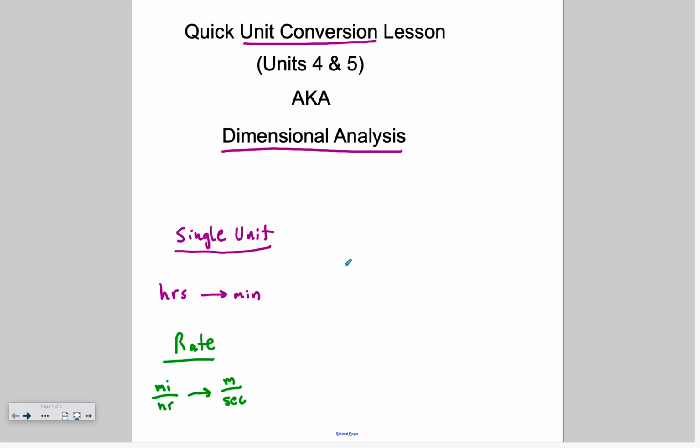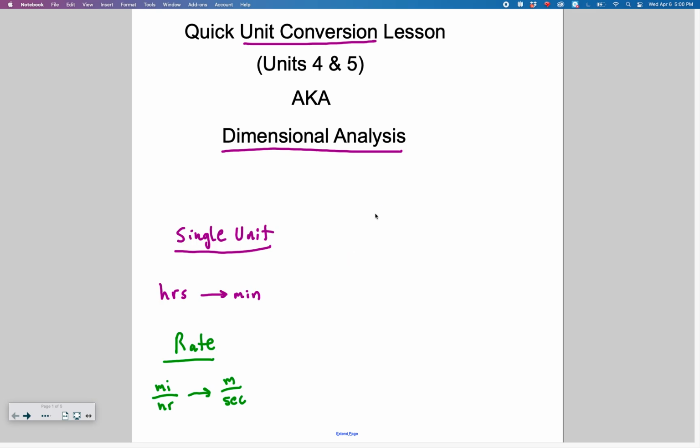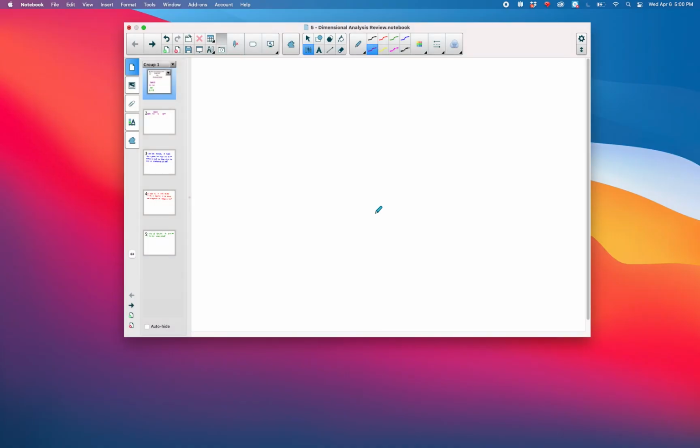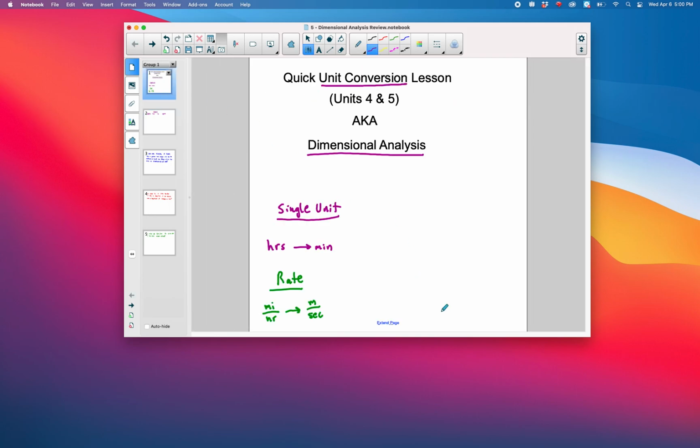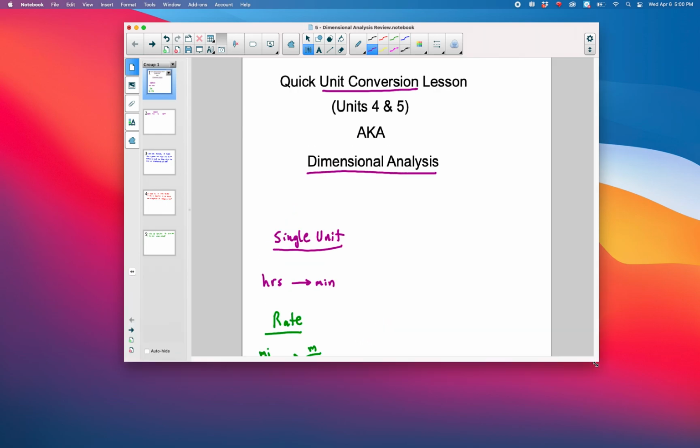Oh my gosh, my computer is dying. Hold on, let me escape out of full screen here, see if that helps so my computer doesn't crash or something. Okay, great. That's what we got going on there.